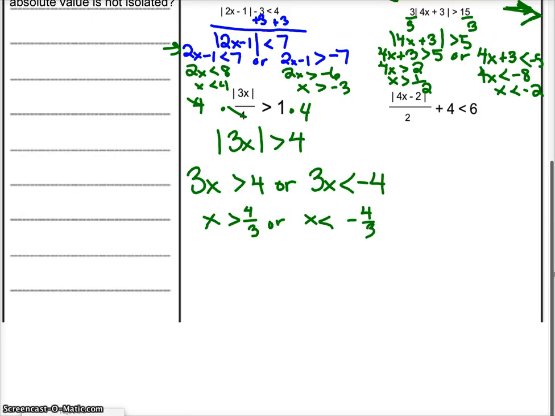Analyze it a little bit more. Do we think it's going to be an "and" or an "or"? Let's see, bigger than 4/3, if I were to graph it, bigger than goes here, smaller than goes here, like that. So it looks like it's an "or" graph.